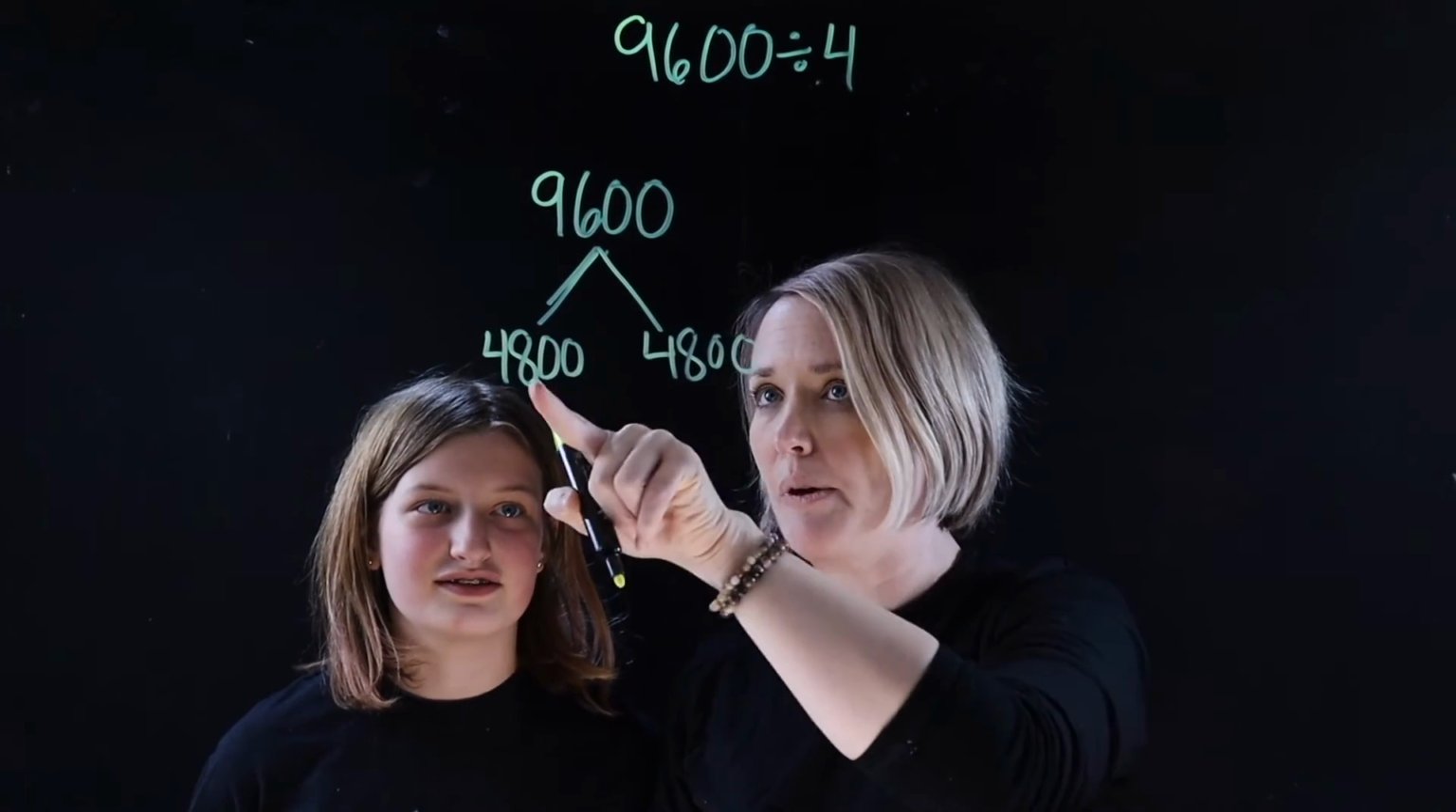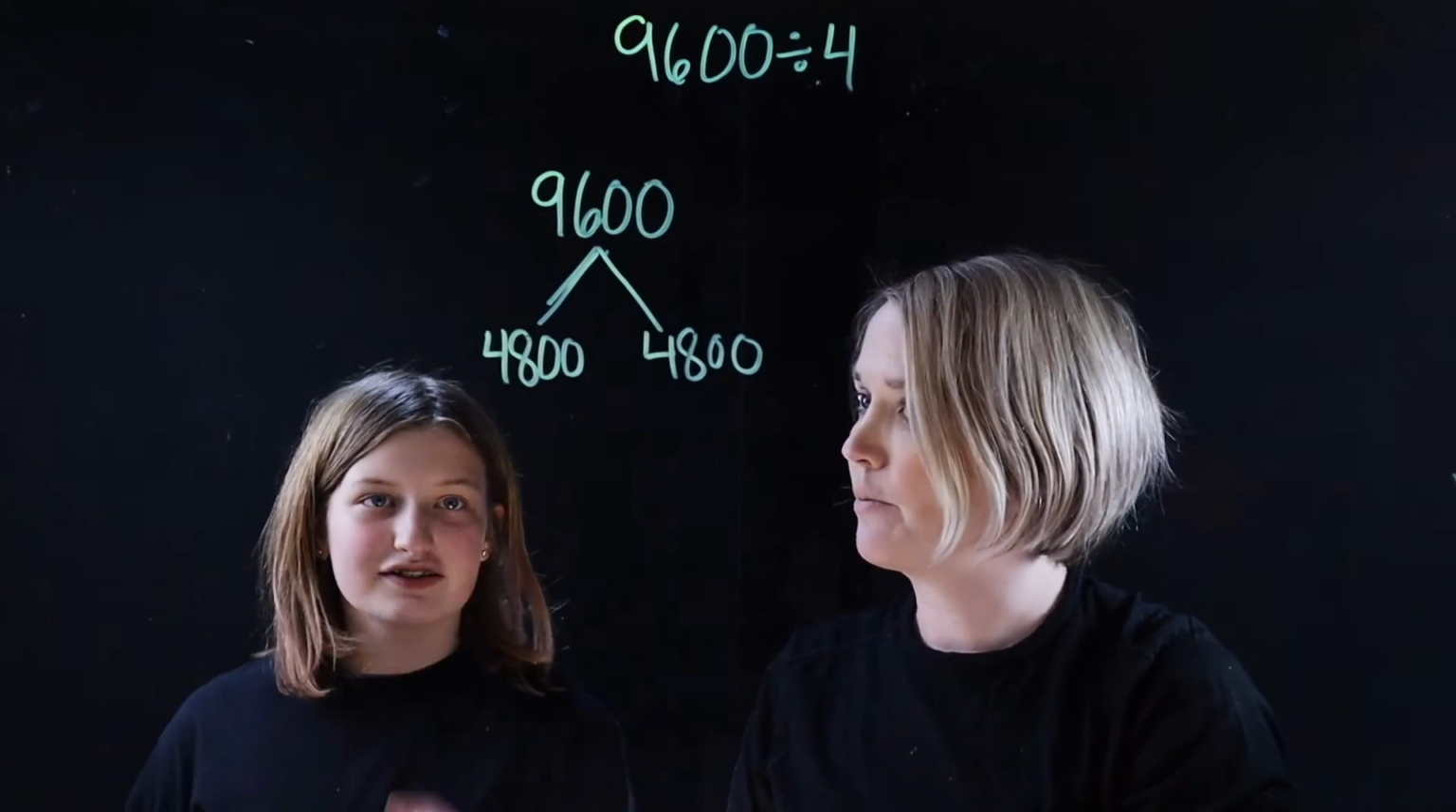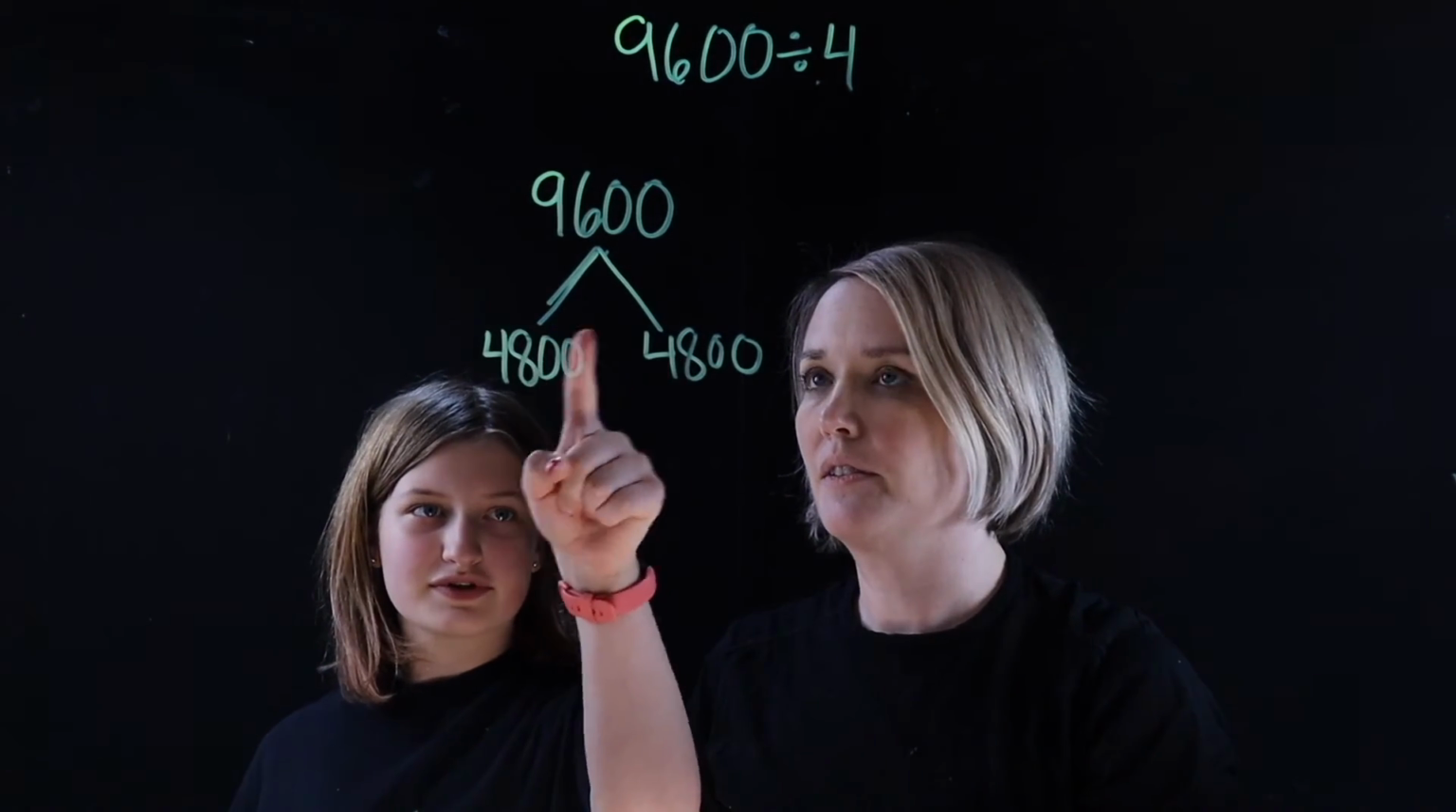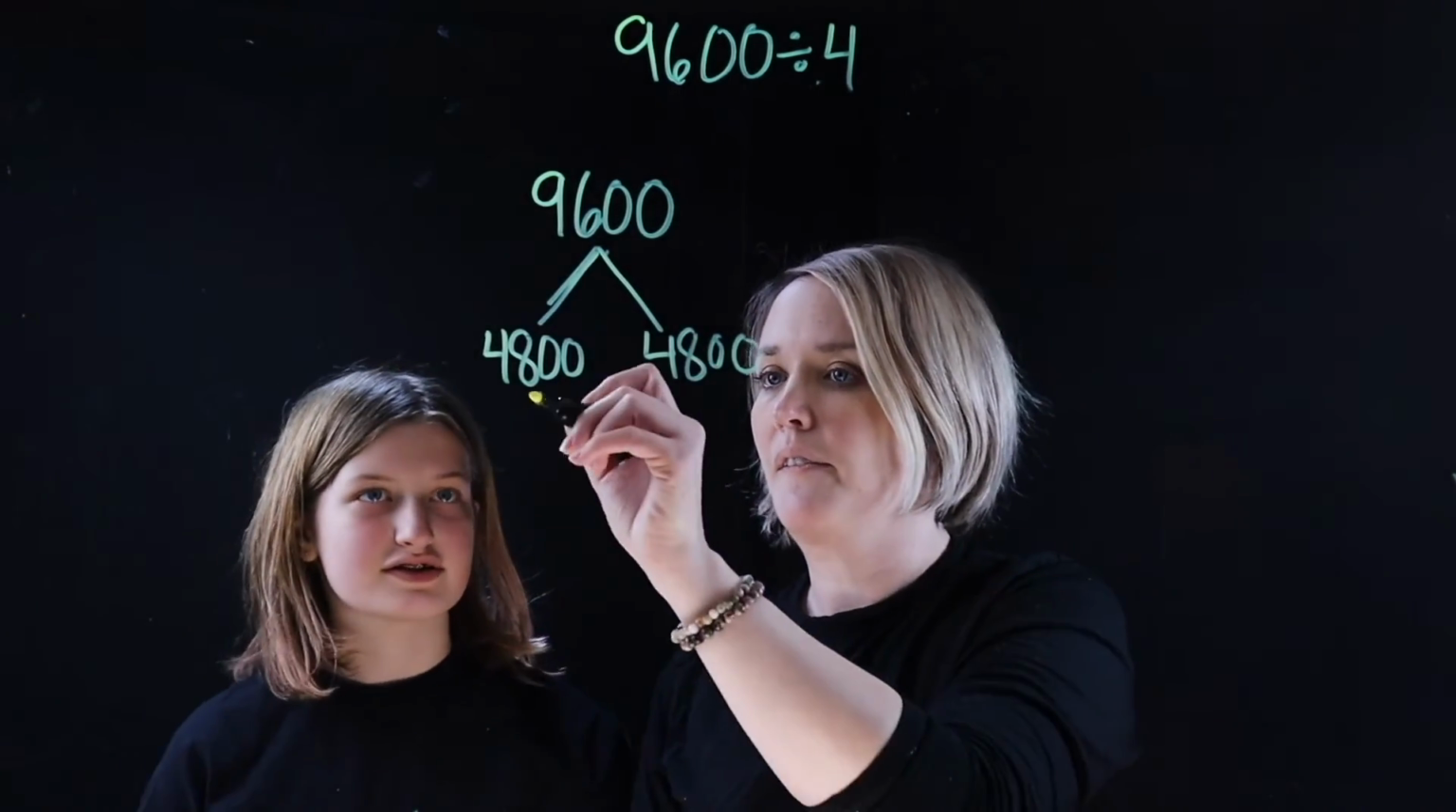So 4,800. Now you can check this just by adding them back together. You should get the 96, right? So 4 plus 4 is 8. 8 plus 8 is 16. So you add them together and it's 96.